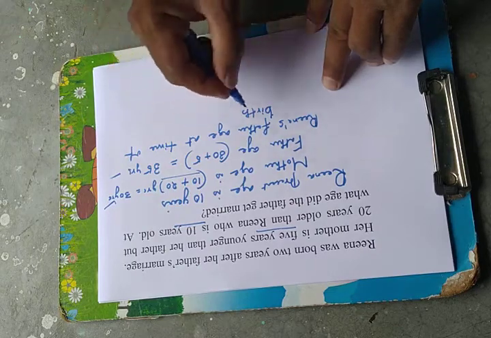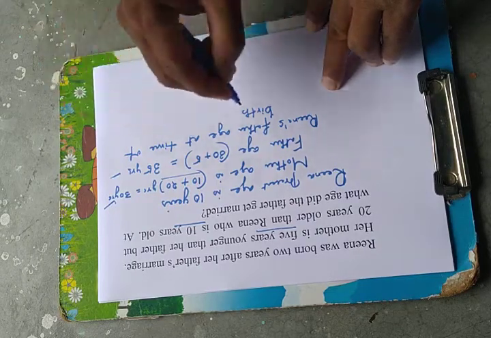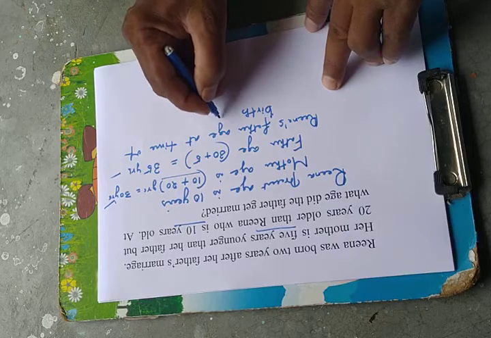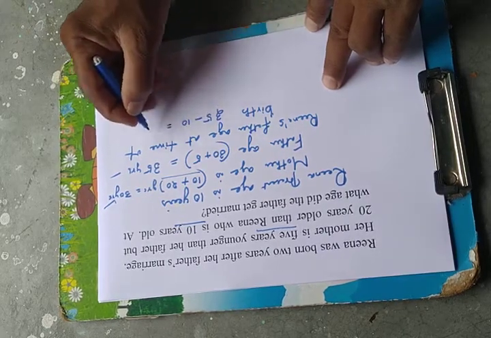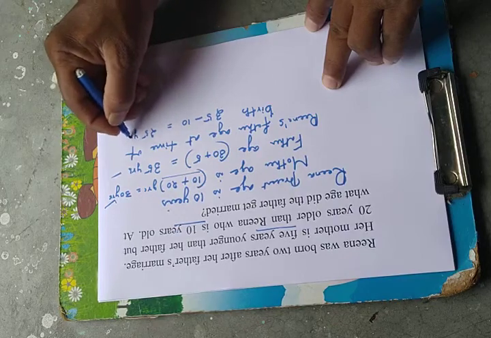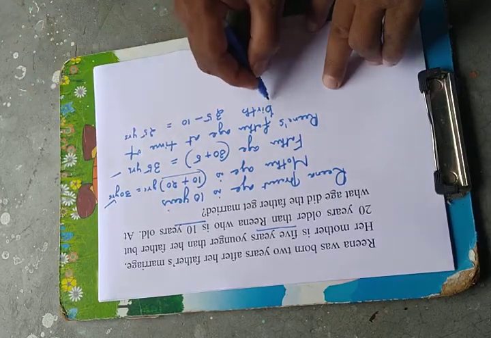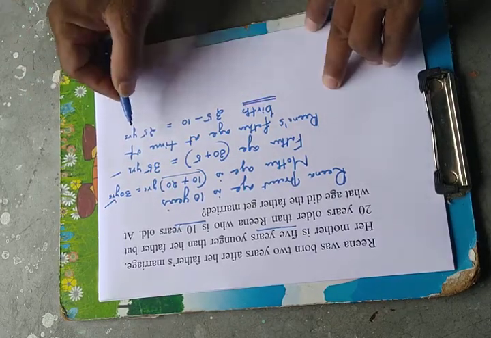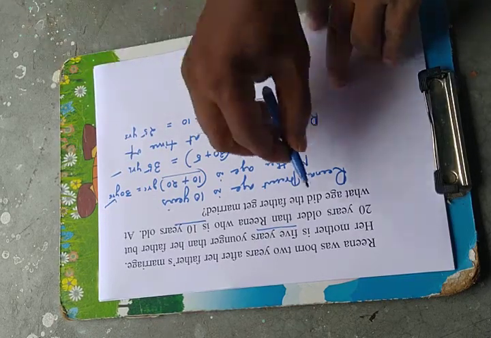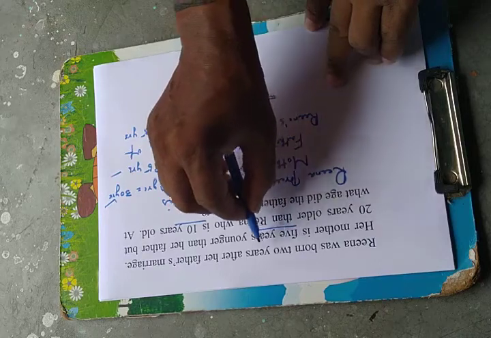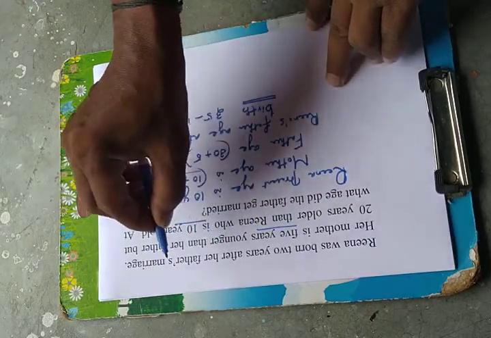Now we are going to find out Reena's father's age at the time of Reena's birth. So what will come? 35 minus 10. That gives 25 years. At the time of Reena's birth, her father's age becomes 25 years. Actually, Reena was born 2 years after her father's marriage.